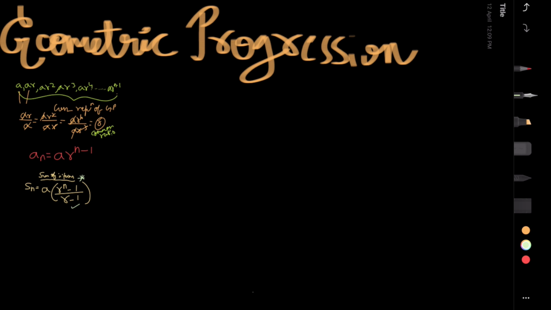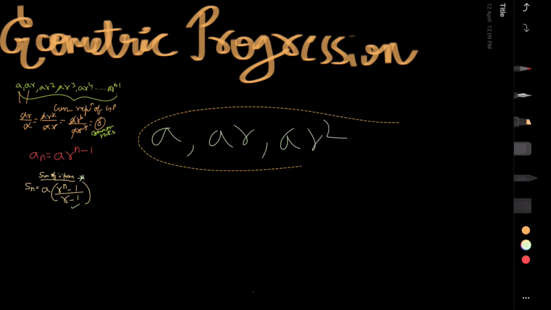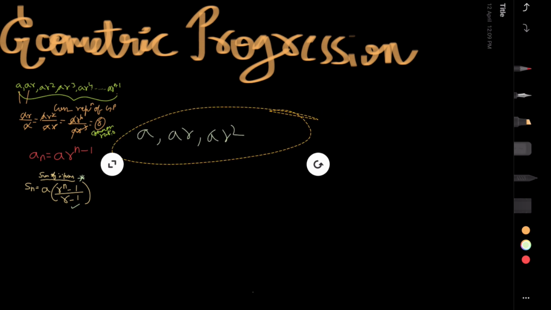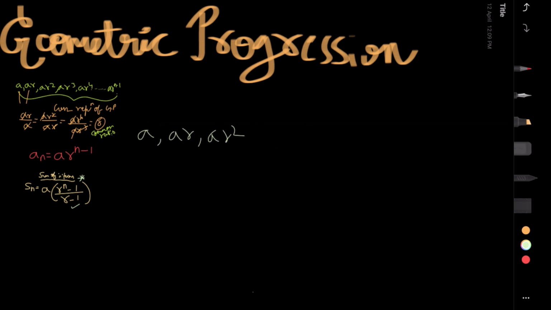Next concept. If I have a GP: A, AR, AR square, and so on up to AR to the power of n minus 2, AR to the power of n minus 1. This is the last term. This is An, the last term.